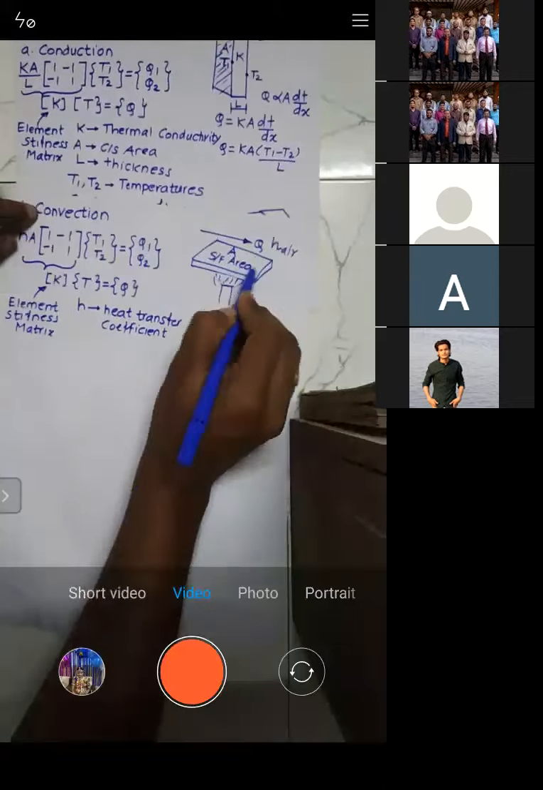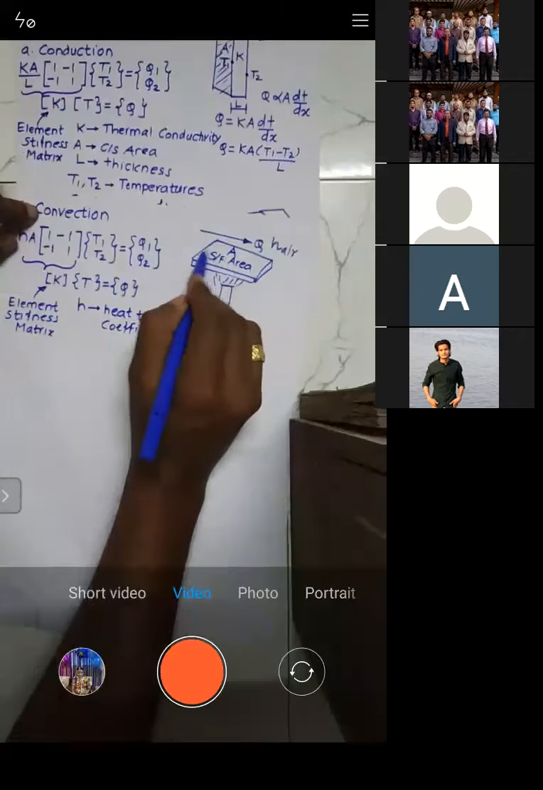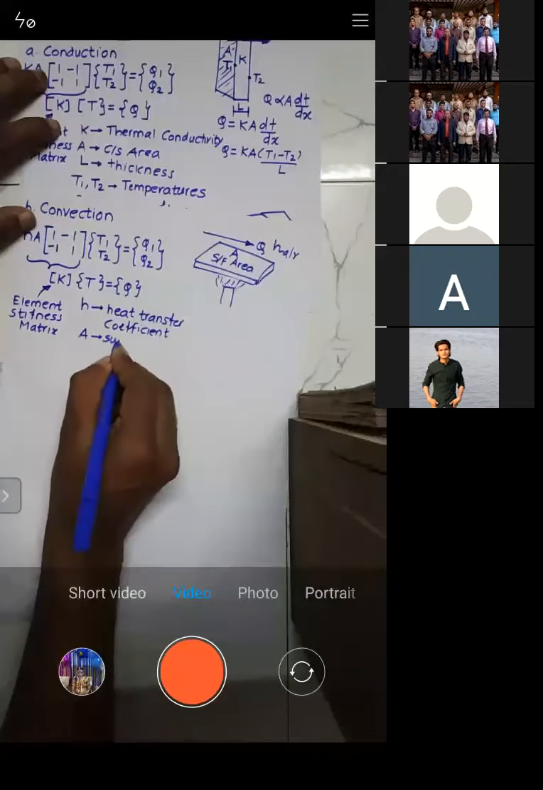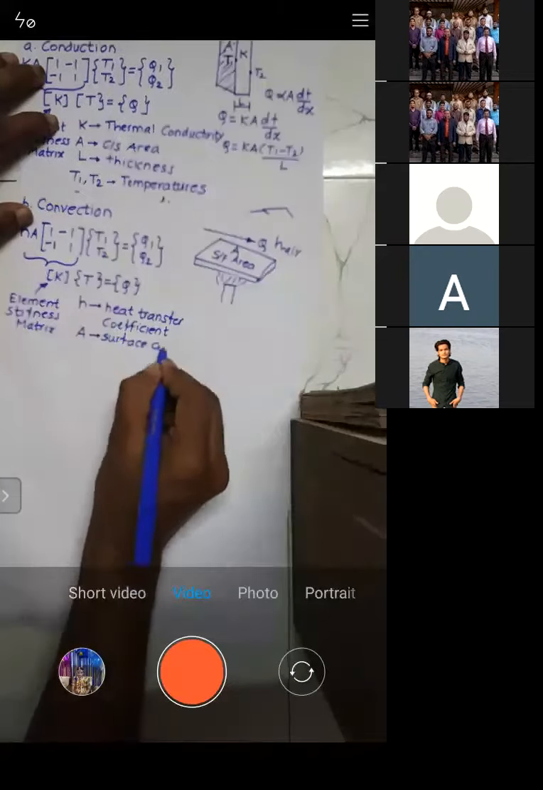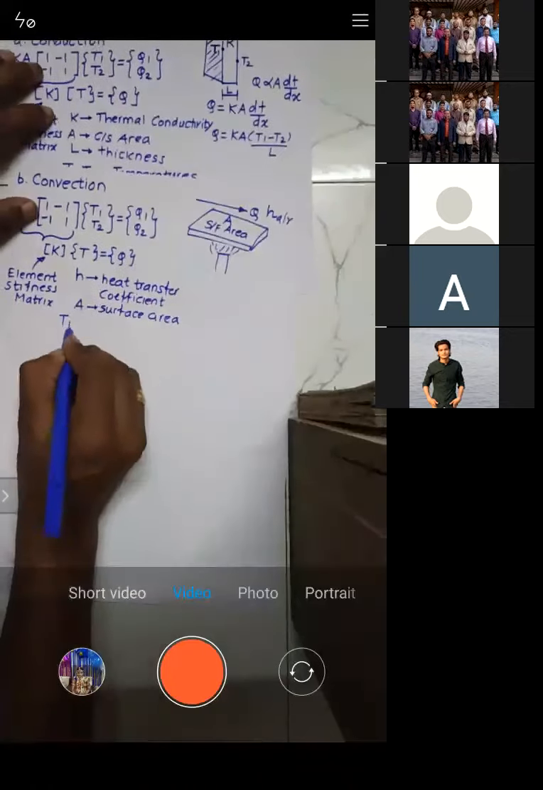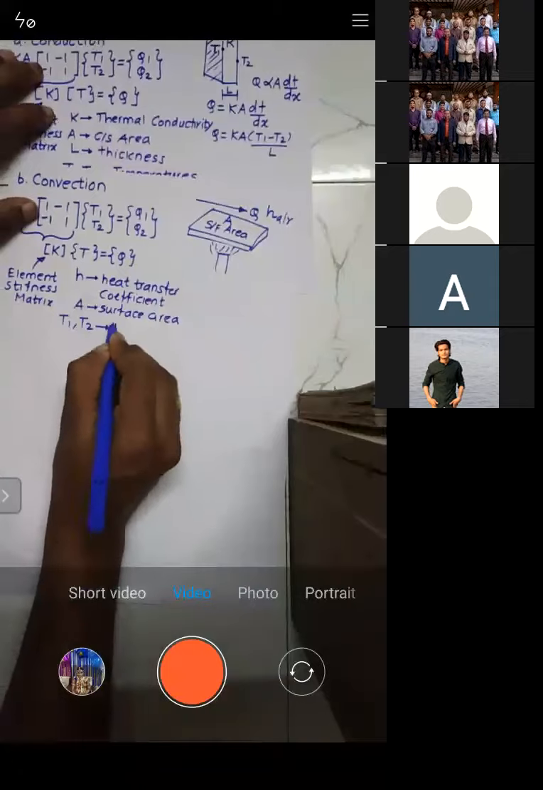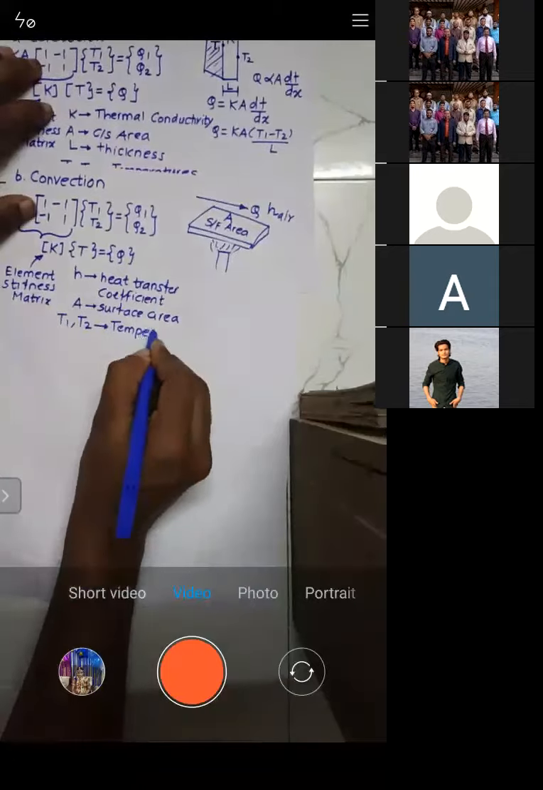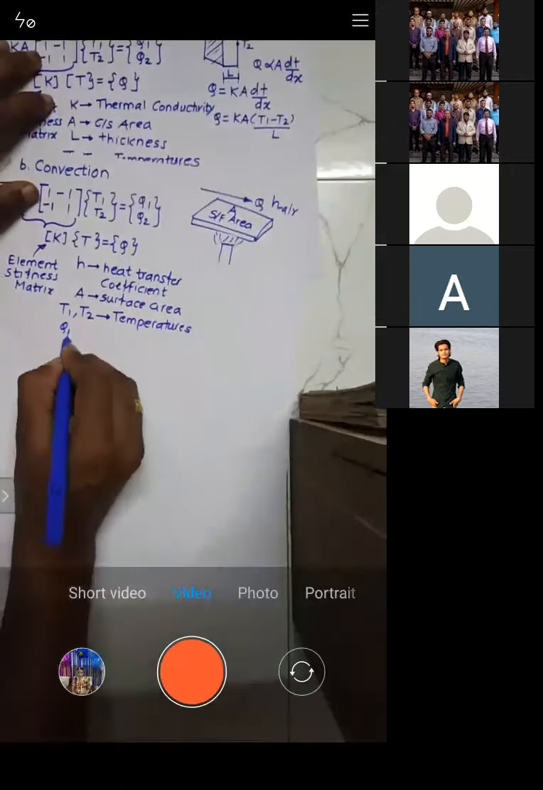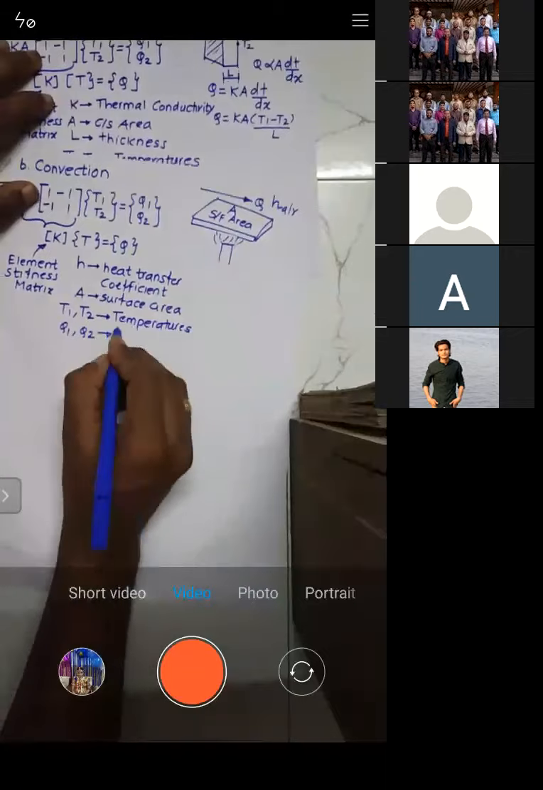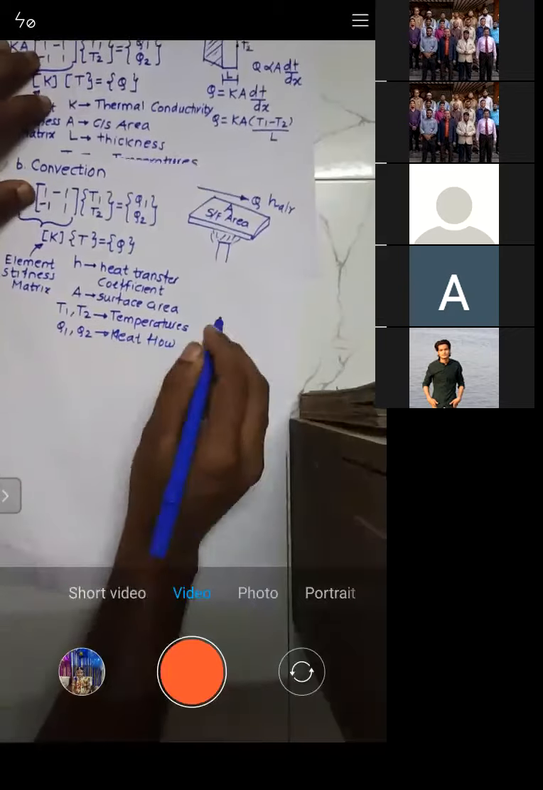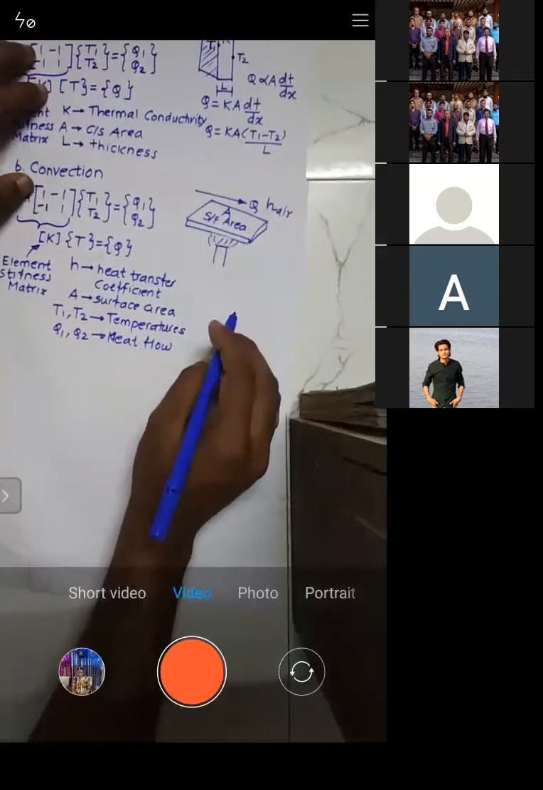Similarly, you require the surface area of the pan, so I will write A. A is nothing but the surface area. What are T1 and T2? They are the temperatures. What are Q1 and Q2? They are the heat flow. Is that okay with this one?